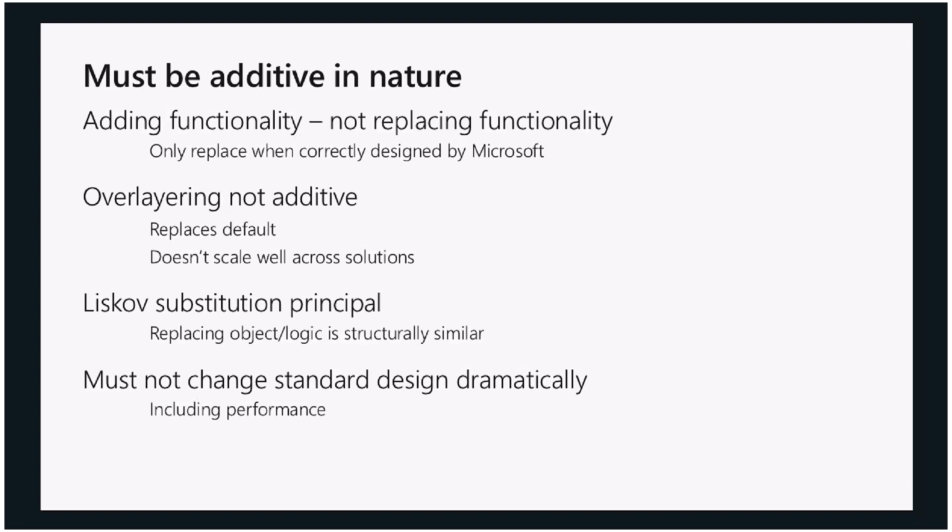So for your functionality, you must be thinking about being additive and adding to the overall solution in Dynamics. So if you are adding a solution on top, you should be thinking about how that solution can add to the core business logic and not remove what the Microsoft code is doing. And you must obviously test, and you must not change the standard design, including performance. All right? So this is something that we require, that you also test any of your changes for performance impacting changes as well.